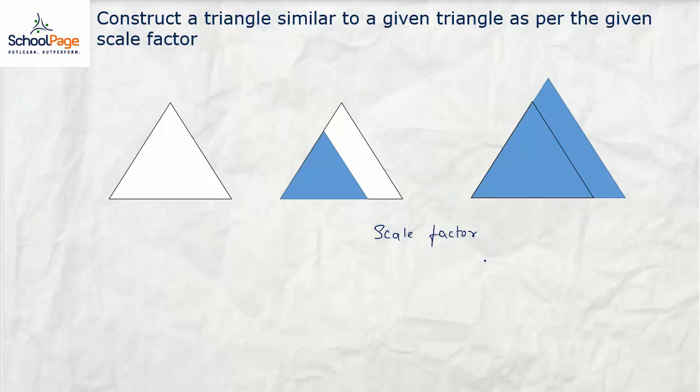Scale factor is the ratio of the sides of the triangle to be constructed with the corresponding sides of the given triangle. If the scale factor is less than 1, then the triangle to be constructed is smaller than the given triangle. If the scale factor is greater than 1, then the triangle to be constructed is larger than the given triangle.